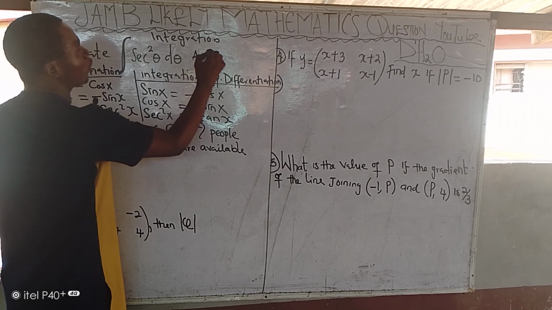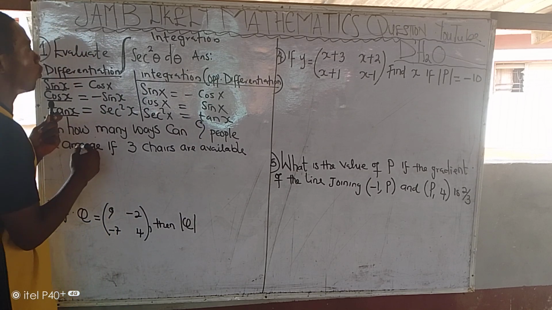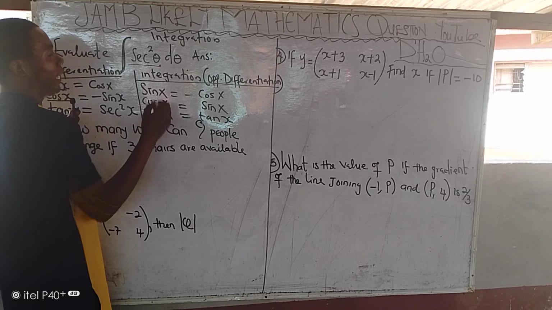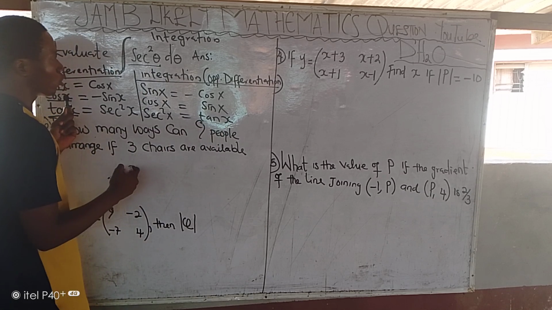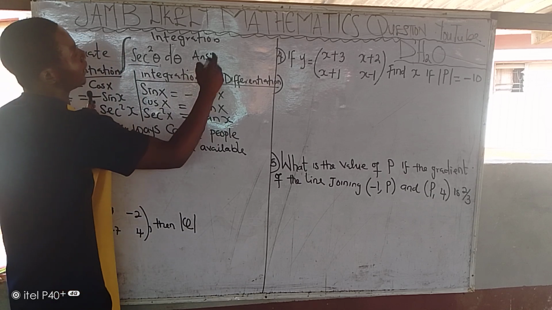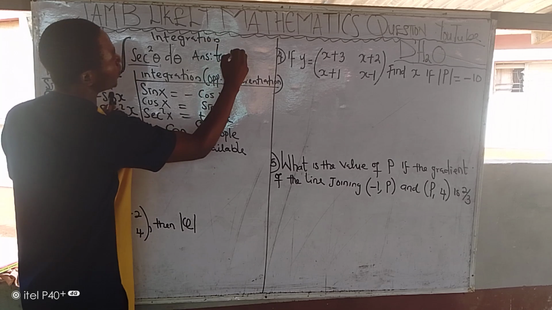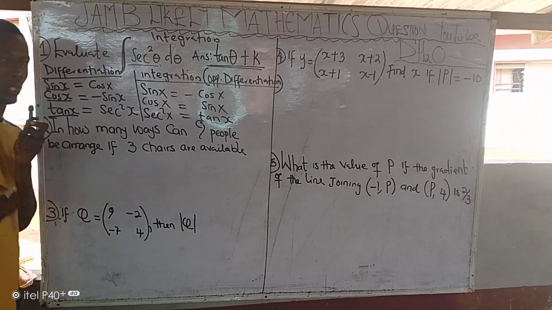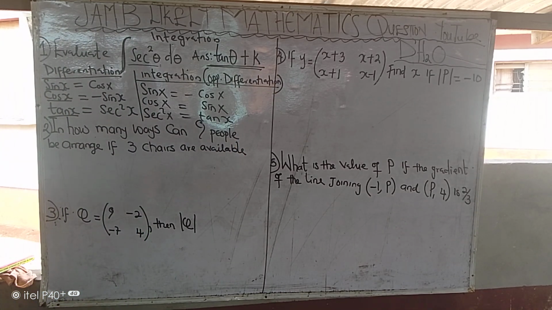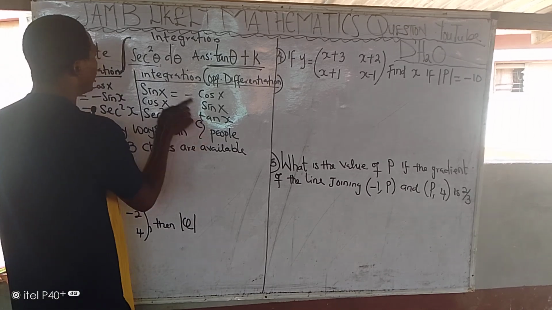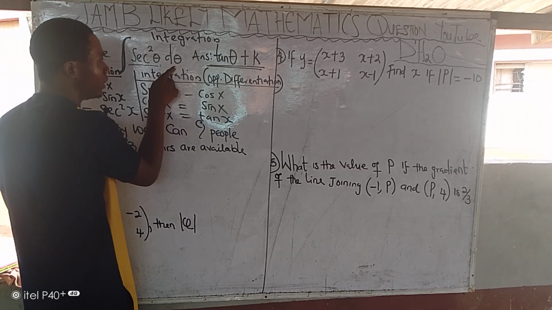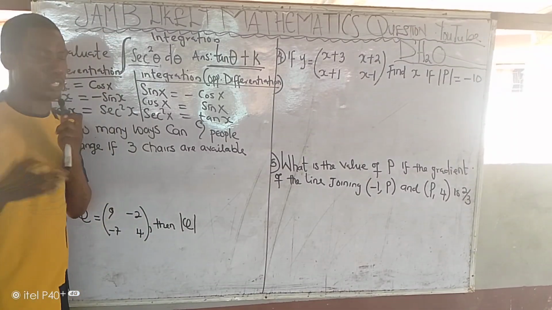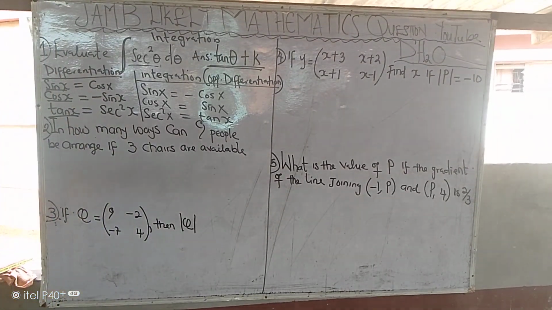Therefore, the answer to this particular question is what? Whenever you have sec square x, it gives us tan x. So when you have sec square theta, the answer is tan theta plus our constant k. This is the answer to the question. So please take note of that. Very easy. You don't have to solve, you don't have to do anything. It's just to know that your sec square gives us tan x. Therefore, your sec square theta will give us tan theta plus k. That's the answer. Now let's take the next question.